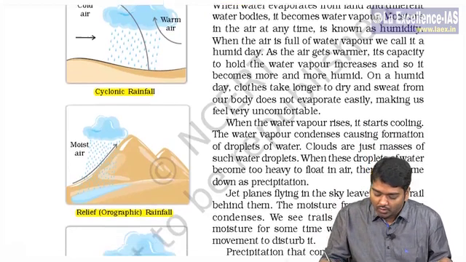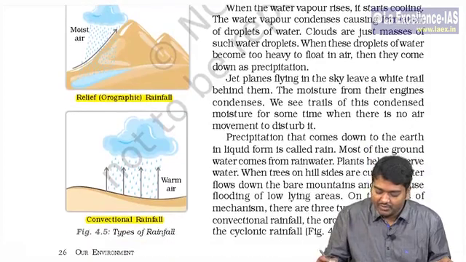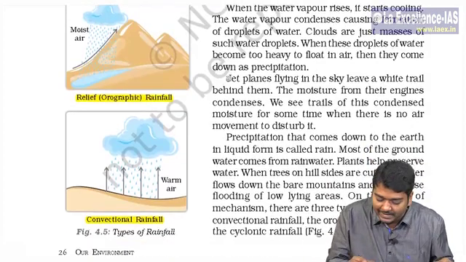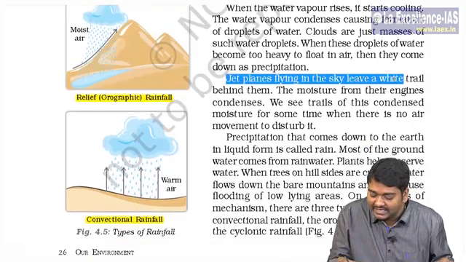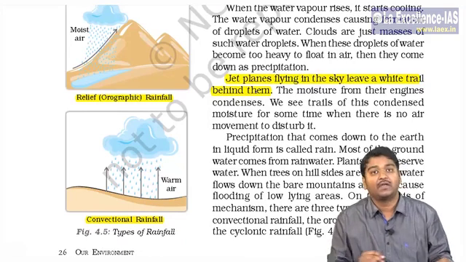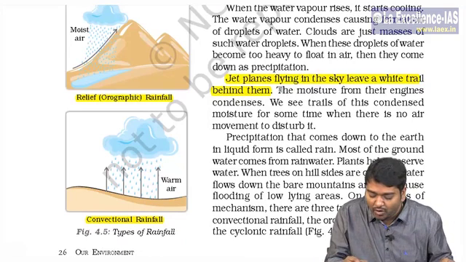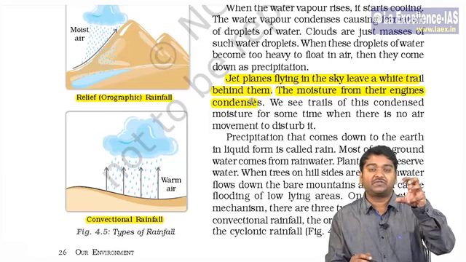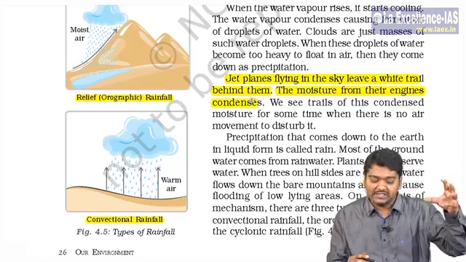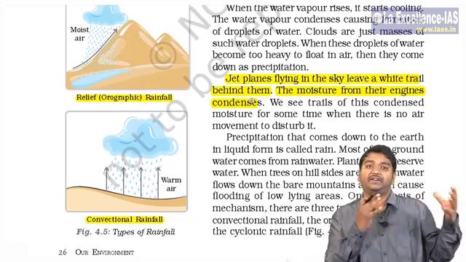So one more factor that I want to tell you here is, jet planes flying in the sky leave a white trail behind them. The reason for this is, the moisture from their engines condenses. The moisture which is released by the jet condenses and it looks like a white tail.